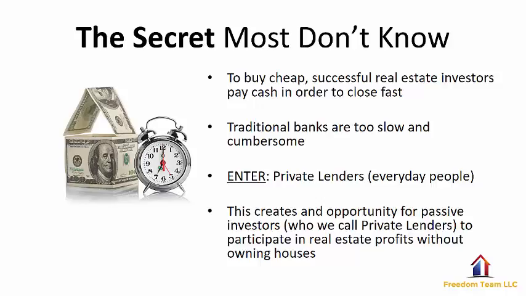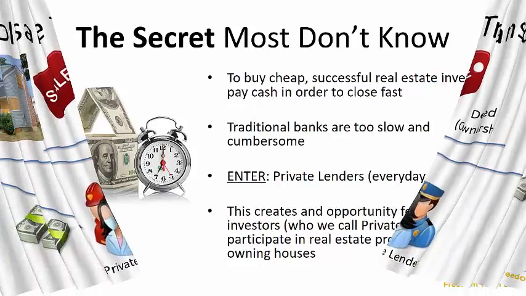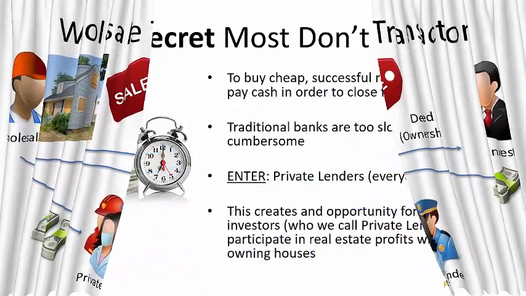And the reason they do that is traditional banks are too slow. They're too cumbersome. They can take weeks, and often, as many have experienced, they throw a lot of monkey wrenches in the purchase of that property. So the speed at which a wholesaler can buy a property is one of the reasons they can acquire it at such a discount. So that's where private lenders, or everyday people, enter in. And as you saw in the previous graphic, the private lender could be a regular worker.